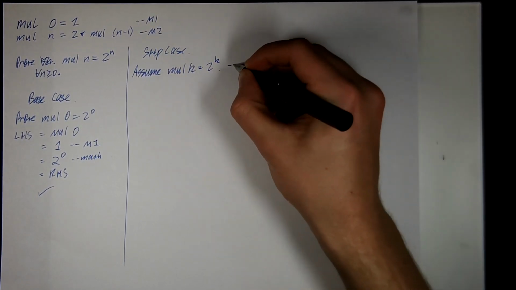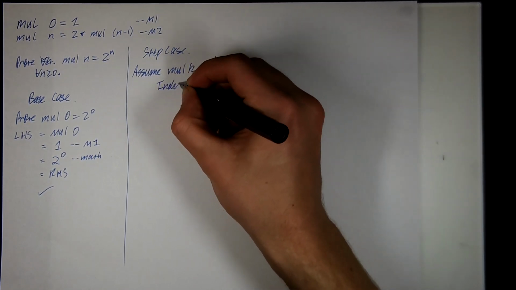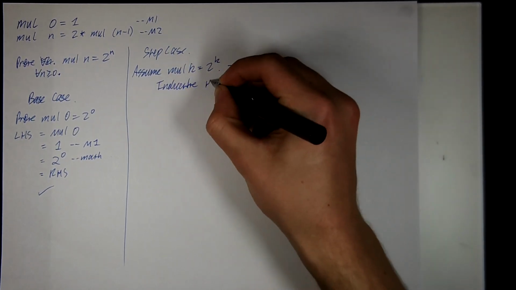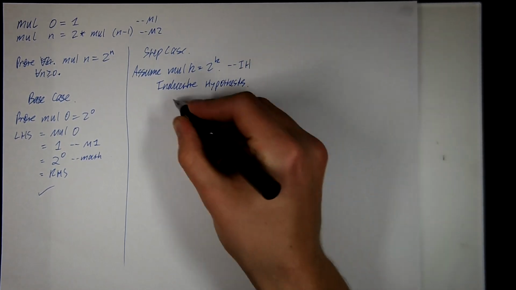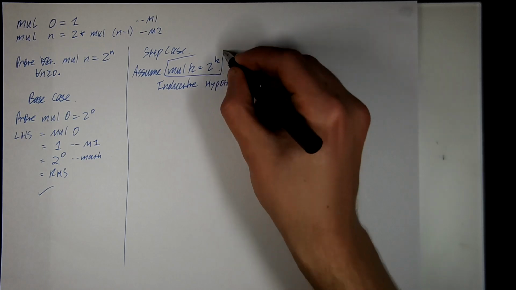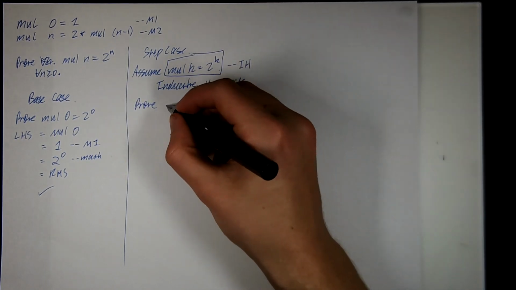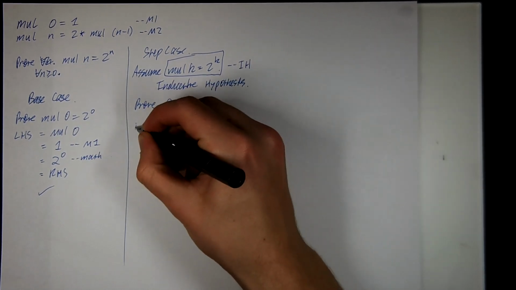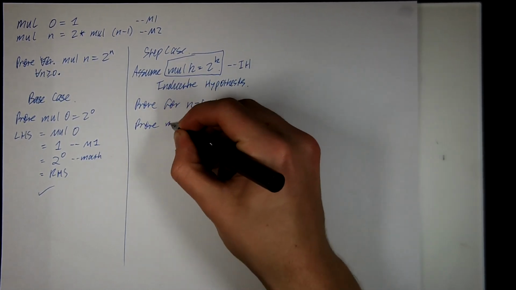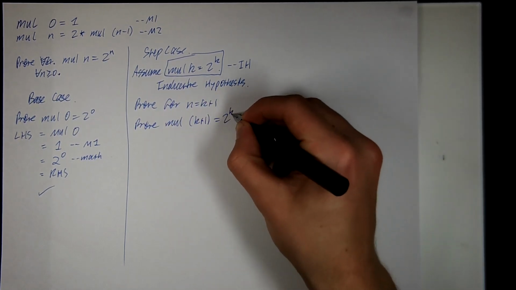Okay? I'm going to give this a rule name, call it IH. Again, that's short for inductive hypothesis. The inductive hypothesis is the thing you assume when you try and do a proof by induction. Okay? So I'm assuming this to be true. And I want to prove that the formula is still true for n equals k plus 1. So I want to prove that mul of k plus 1 is equal to 2 to the k plus 1.